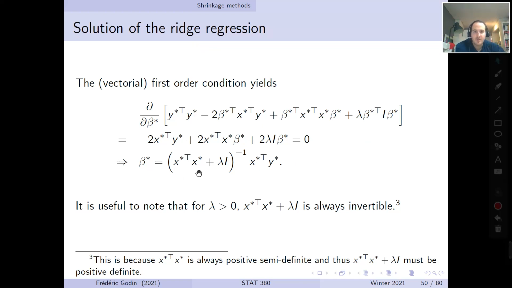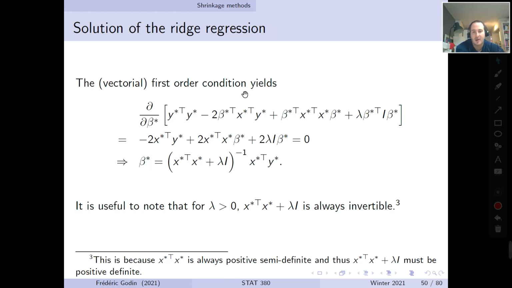Does the inverse of this matrix exist? And the answer is yes. So why is that the case? It's because X star transpose X star is always positive semi-definite. Okay, why is that the case?